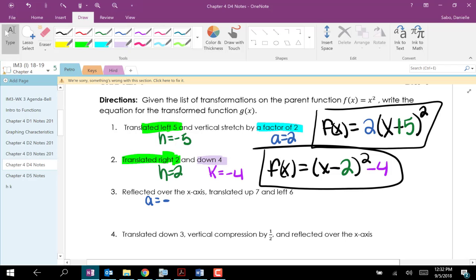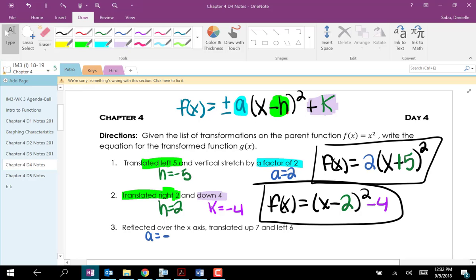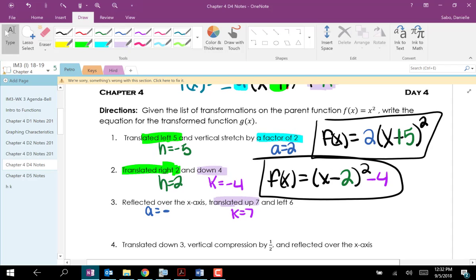But translated 7 units up. Is that going to be my H value or my K value if I'm moving up? Very good, K. So translated 7 units up. That's my K value. You get used to it after a while. The number at the very end, the K value, is going to be up or down. It's just positive. We don't have a 2 or a 3 because we didn't stretch or compress anything. Okay, left 6. That's going to be my H value. So I'm going to have H equals a negative 6 because I'm moving left.